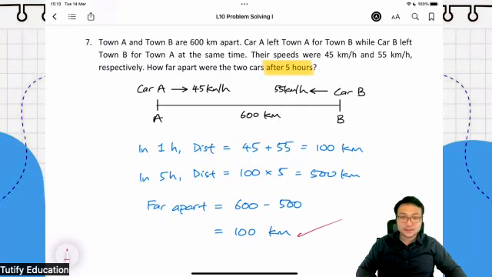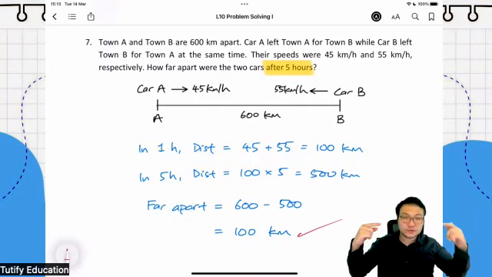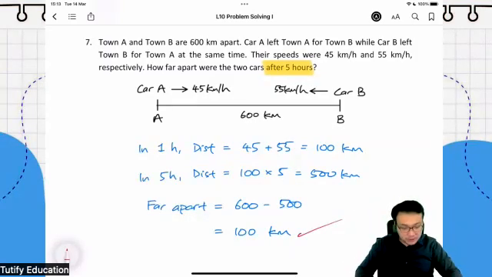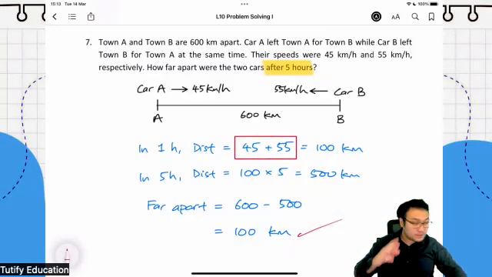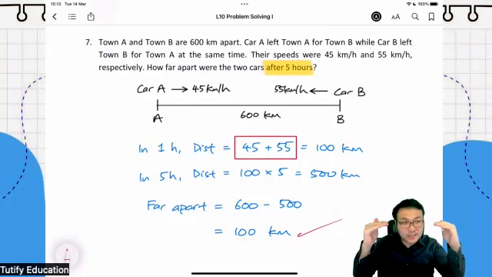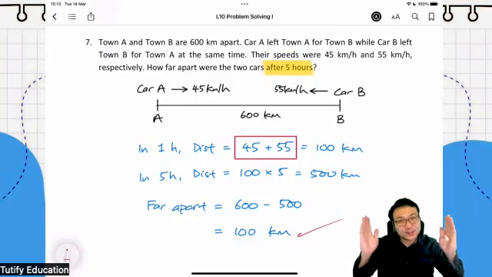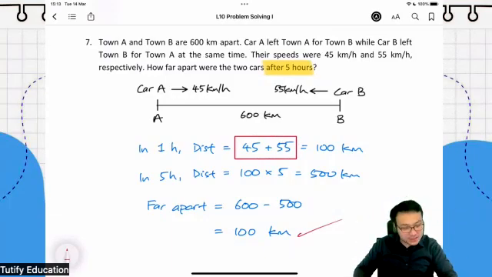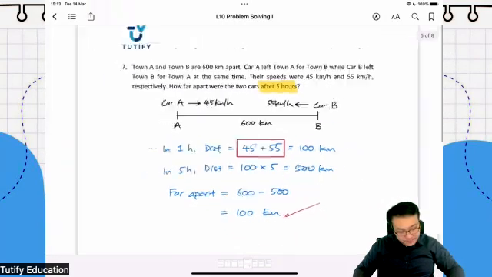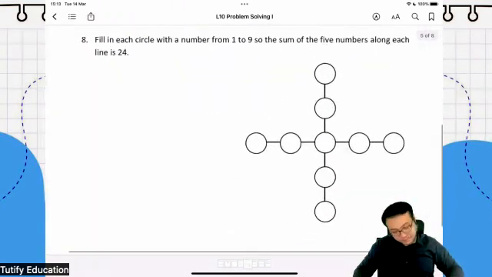Correct? Okay, anyone has any questions about this? Raise your hand. So whenever you have two cars traveling to each other, what do you do? You take the speed and you add them up. You get 100 kilometers per hour. That means every hour, they are traveling 100 kilometers closer to each other. Whenever two people are walking towards each other, you add up their speed, so you know the total distance that they travel per hour. Okay? Now let's take a look at the next one.